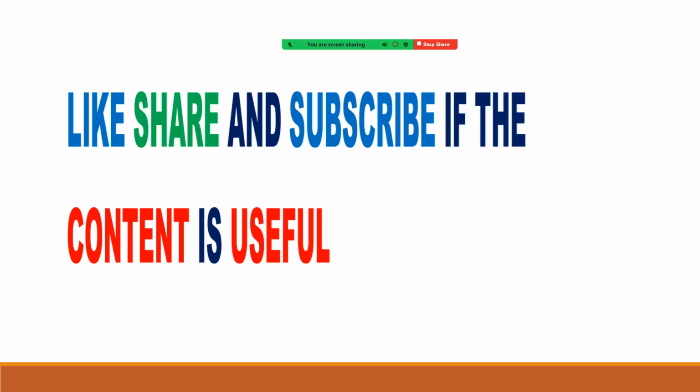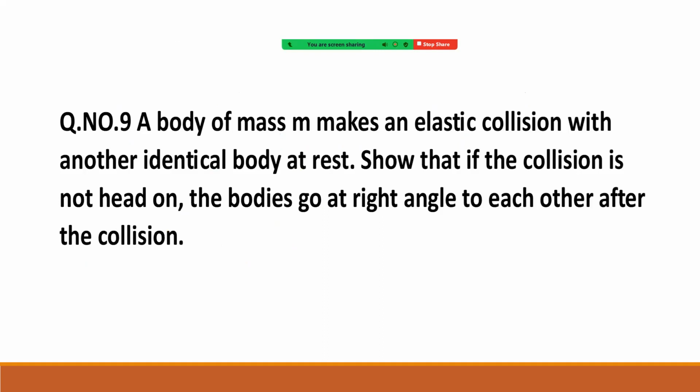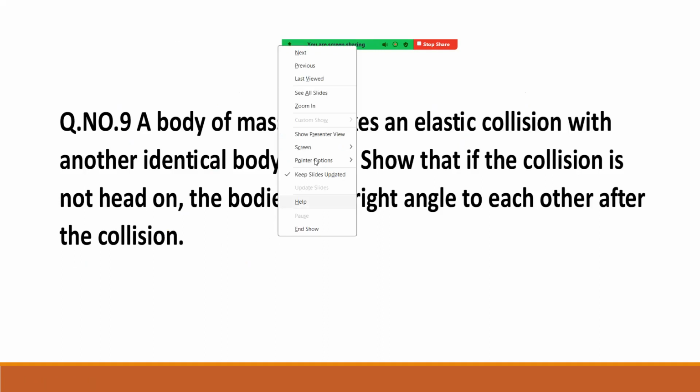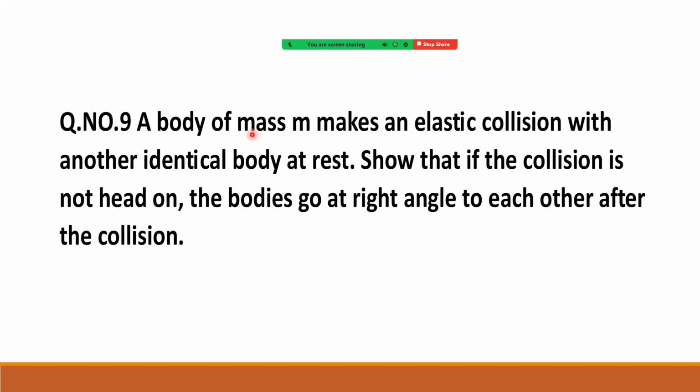Hi students, in this lecture I am going to discuss problems based on oblique collision. Let us see the first one. A body of mass m makes an elastic collision with another identical body at rest. Show that if the collision is not head-on, the bodies go at right angle to each other after the collision.